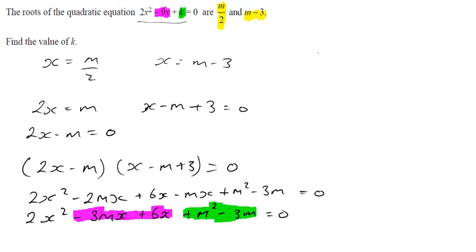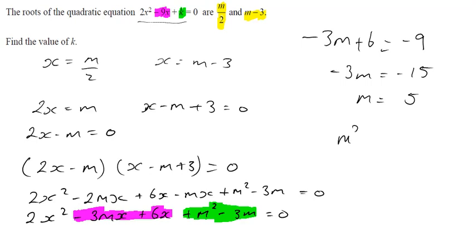Because look, I've got minus 3m plus 6. If I factorise the x out, that's what I'm left with. And that's got to equal minus 9. So minus 3m equals minus 15. So m equals 5. So if I've got m equals 5, I can now substitute: m squared minus 3m is the same as 5 squared minus 15, which is 10.